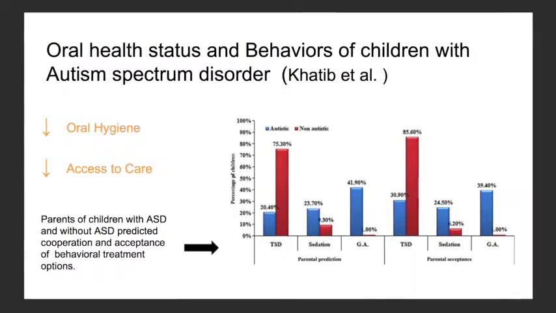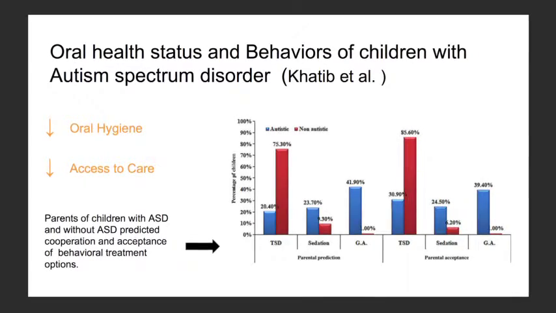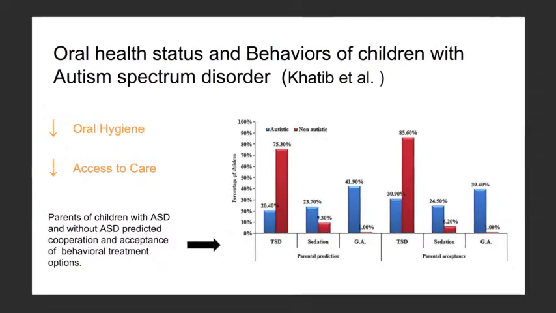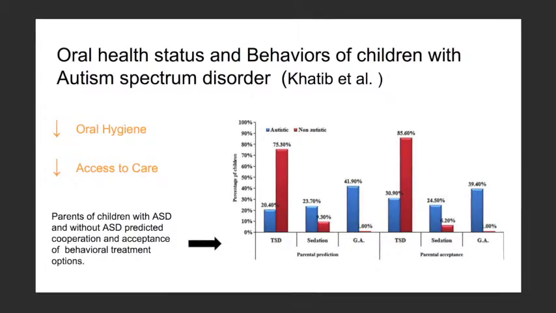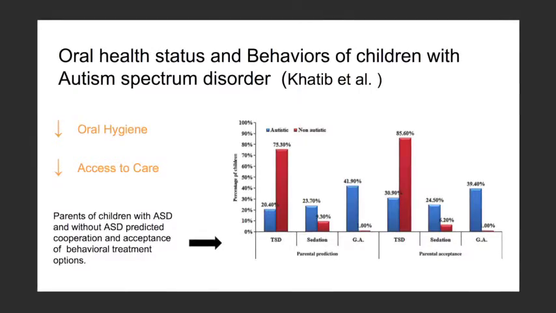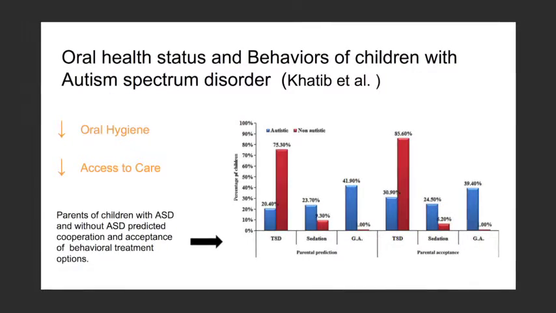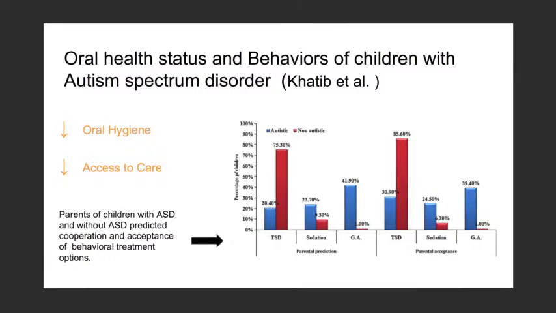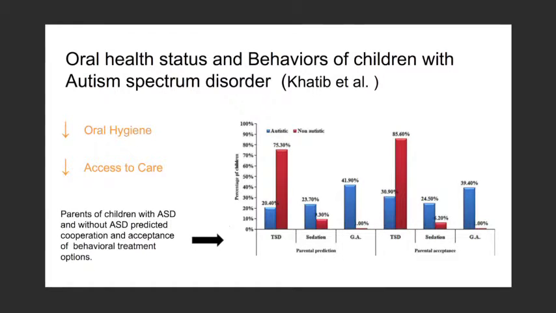A research study, which included a parental questionnaire and a clinical examination, was done by Khatib et al. entitled Oral Health Status and Behaviors of Children with Autism Spectrum Disorder. This study found that children with ASD have poorer oral hygiene when compared to children without ASD. And also, parents of children with ASD reported less access to care than children without ASD. Parents of children with ASD and without ASD predicted cooperation and acceptance of behavioral treatment options. These are shown in the graph to the right.